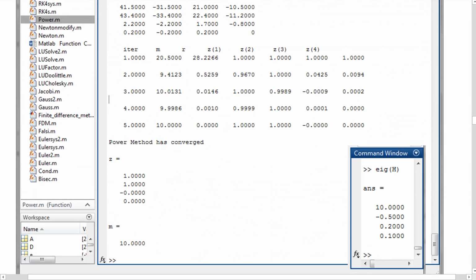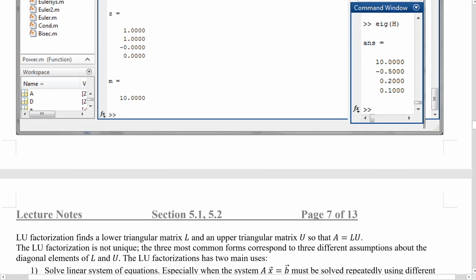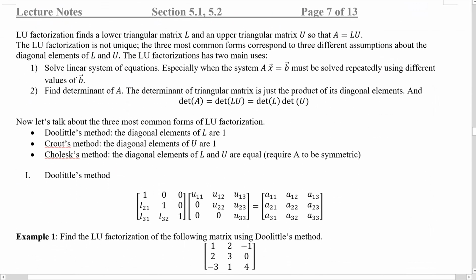And why is that? Well, you see, these are the eigenvalues. All the eigenvalues are 10, -0.5, 0.1, and 0.2. Wow, 10 is well separated from the other eigenvalues. So that's why the power method converges rapidly.